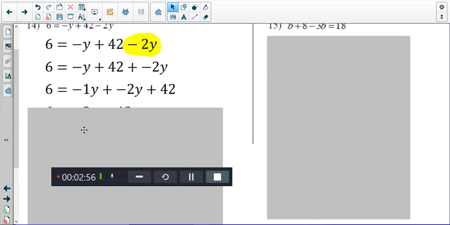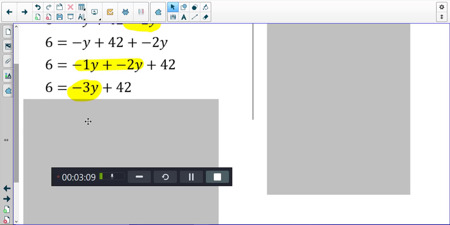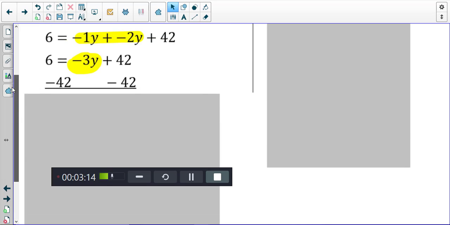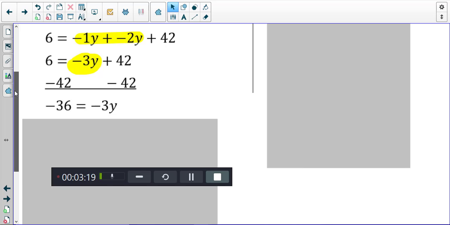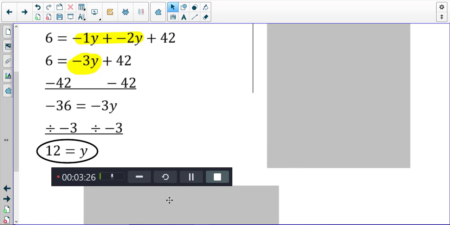Now, at this point, we need to combine our like terms. -1y plus -2y is going to leave us with -3y. It gets us down to a two-step equation, and that's our goal because we know how to solve those. The inverse of adding 42 is to subtract 42. 6 minus 42 is going to get us -36 equals -3y. Divide both sides by -3, and -36 divided by -3 is going to get us +12. Move this up so you can copy that down.